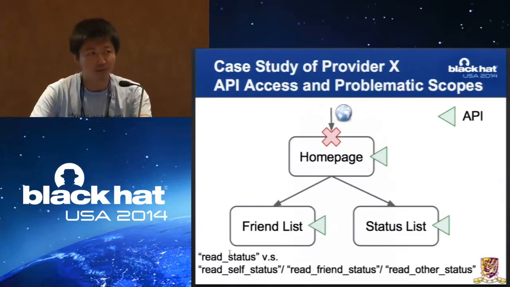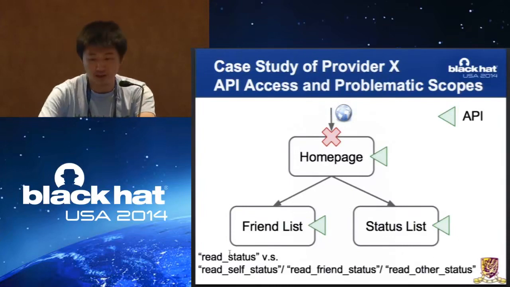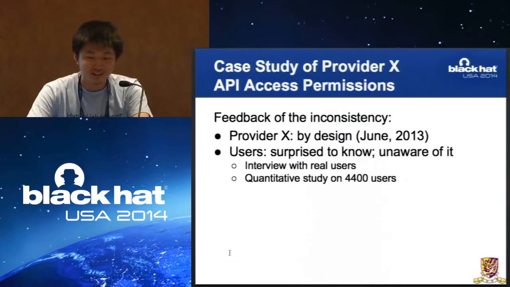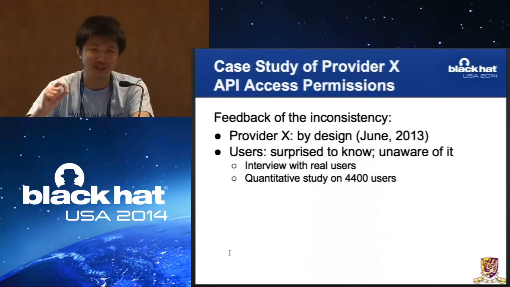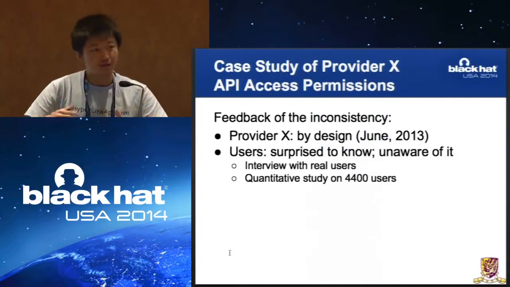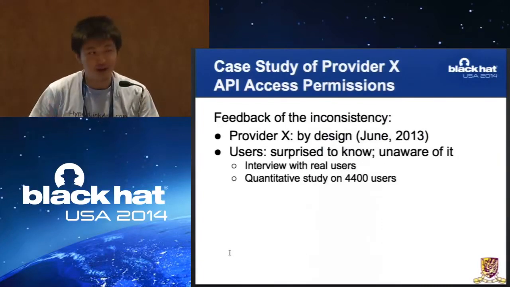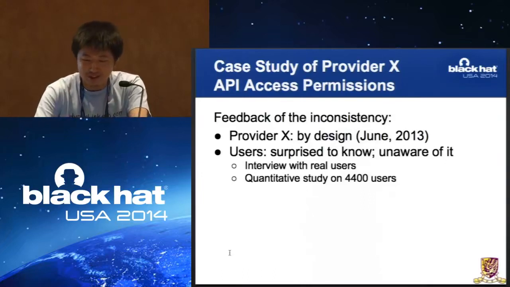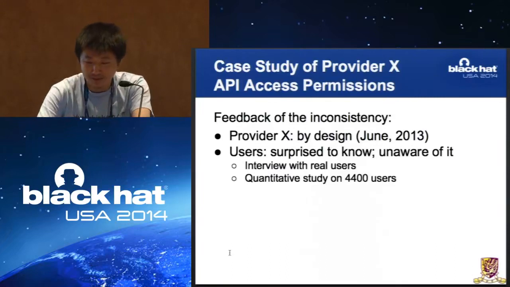Combining this fact, you already know that you can get arbitrary users' data objects like this using an API call. We reported this to the provider and also asked some users. The feedback is very different. The provider says this inconsistency is by design; actually, they are public. However, users all feel surprised to know that, and they are unaware of it because they view the homepage as a gatekeeper. They view the friend list and status list as private data objects, but the provider views them as public data objects. This is supported by some qualitative and quantitative study.